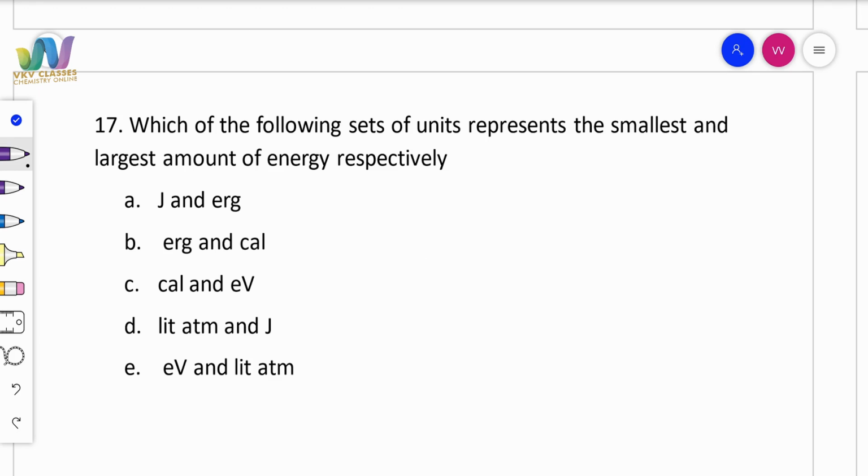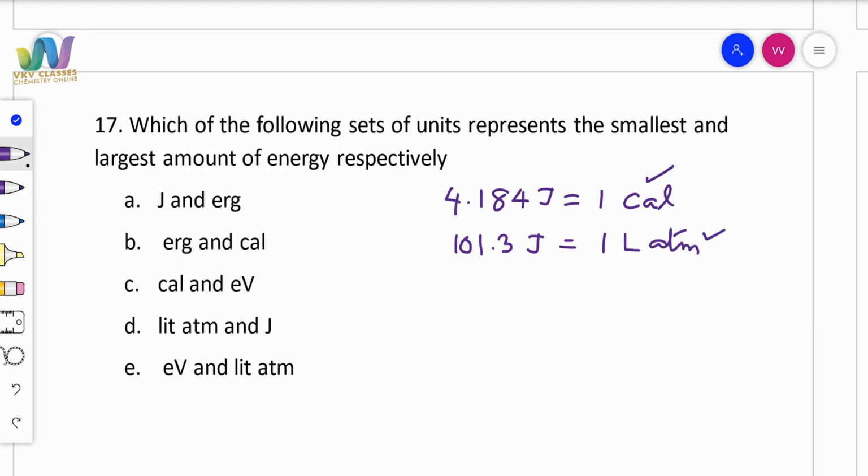Which of the following set of units represent the smallest and largest amount of energy respectively? So you should know the relationship between the various energies. We have 4.184 joule is equal to 1 calorie. So calorie is a bigger unit than joules. Next, 101.3 joules equal to 1 liter atm. So liter atm is the bigger unit when compared to joules.